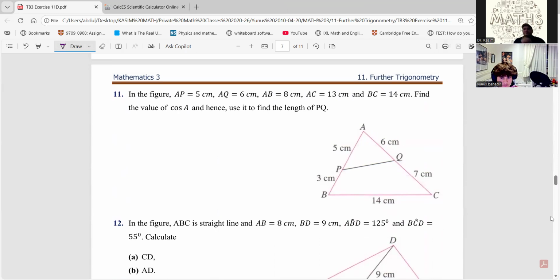Read question 11. In the figure, AP equals 5 centimeters, AQ equals 6 centimeters, AB equals 8 centimeters, AC equals 13 centimeters, and BC equals 14 centimeters. Find the value of cosine of A, and hence use it to find the length of PQ.